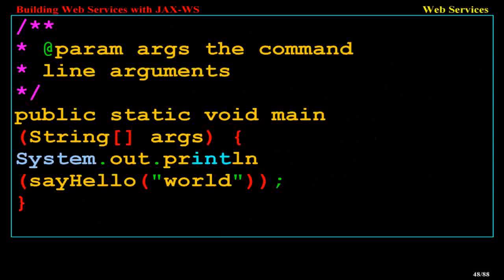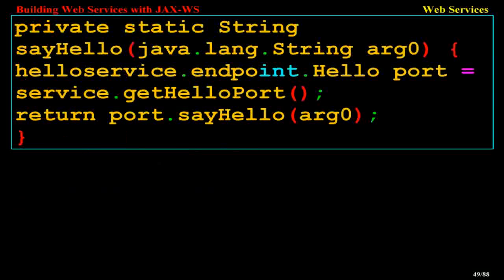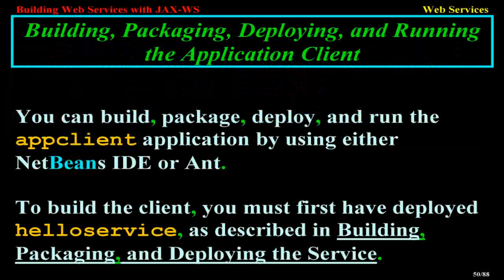Public static void main(String[] args) { System.out.println(sayHello("world")); } private static String sayHello(java.lang.String arg0) { helloservice.endpoint.Hello port = service.getHelloPort(); return port.sayHello(arg0); }. Building, packaging, deploying, and running the application client.